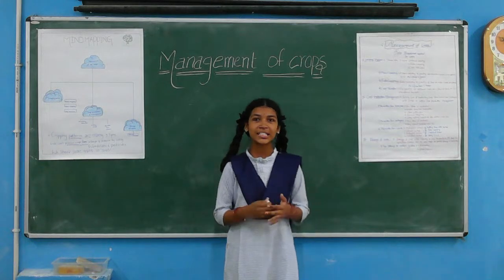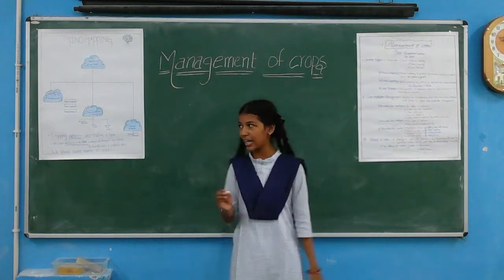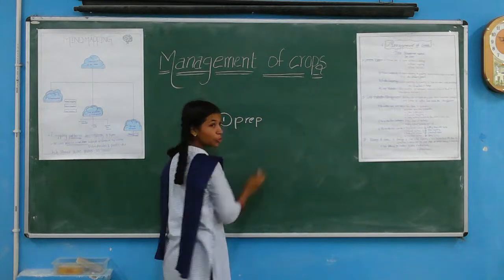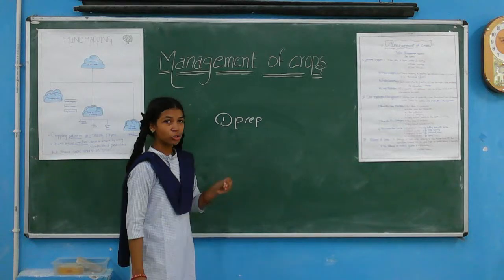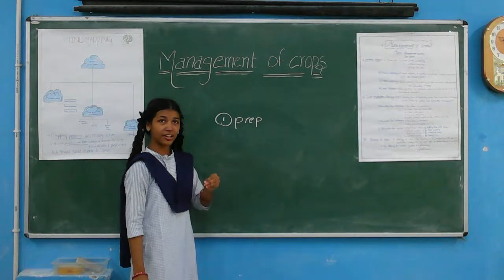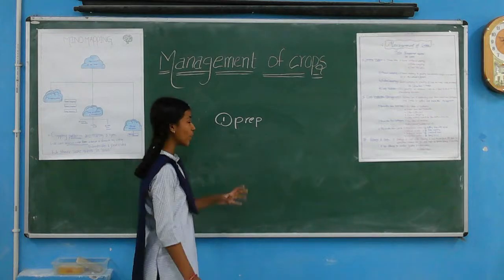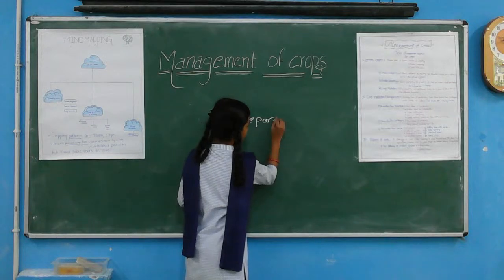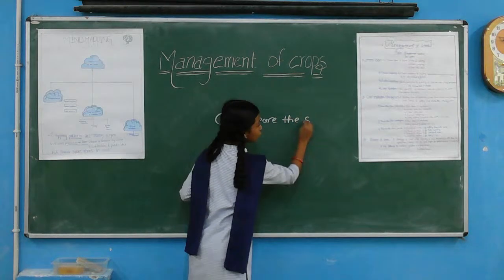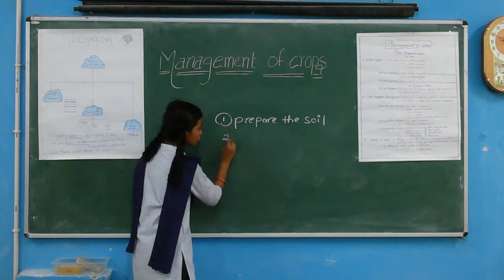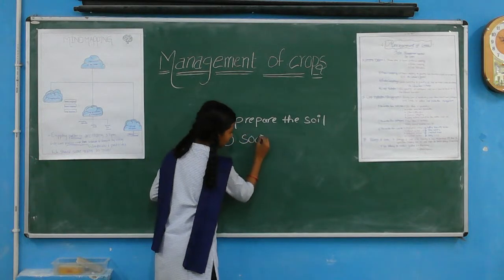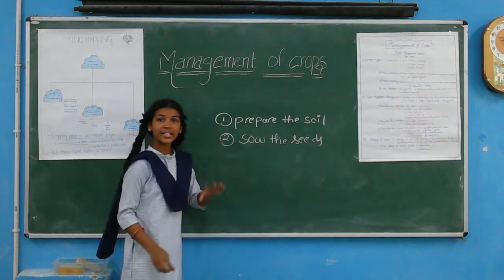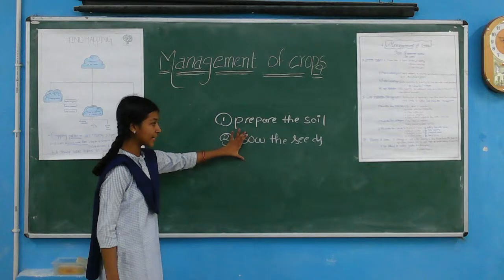There are normally 7 agricultural practices. The first one is preparation of soil. That means we have to prepare the soil very well, to loosen the soil so that any plant can penetrate deep into the soil. Then we have to sow the seeds. Cropping pattern comes under the second step of agricultural practice, that is sowing of seeds.